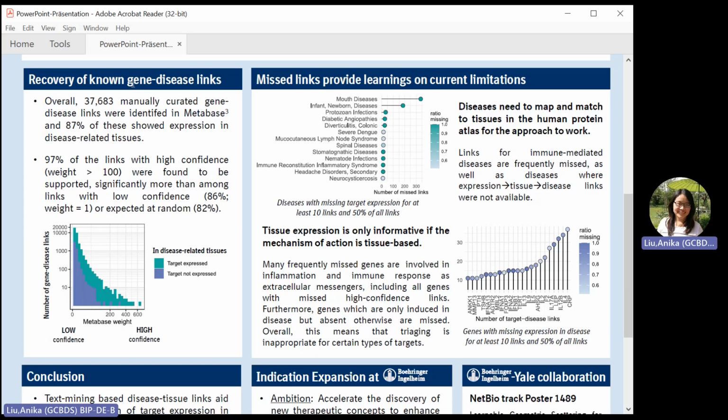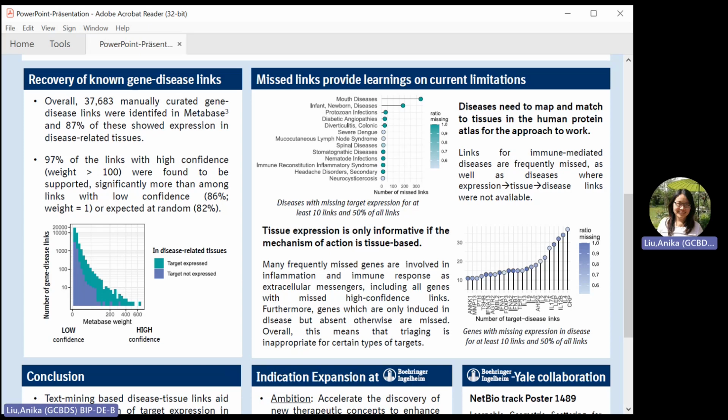Therefore, we first looked whether this percentage depends on the confidence of associations in Metabase, and indeed found that it increases to 97%. So here, this part of the figure would be that for highly confident interactions. So for the associations with lower confidence, here on the left side, the lower percentage may not only be a limitation of the approach, but also partially due to false positives.